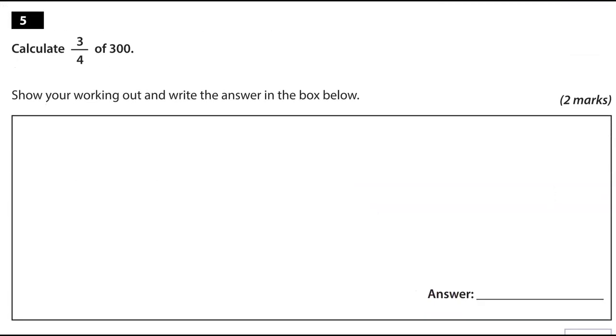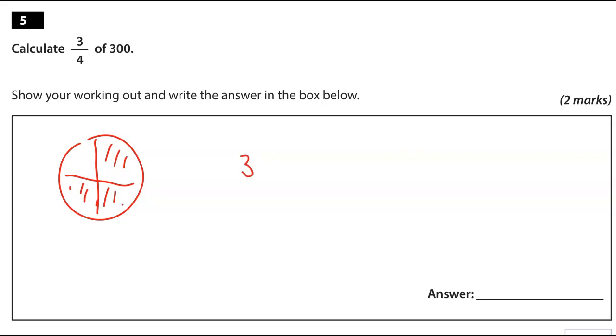Calculate 3/4 of 300. So 3/4 looks like this. So we'll divide 300 by 4 and then multiply the answer by 3, which gives us 225.